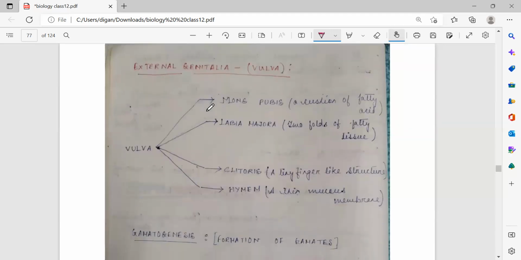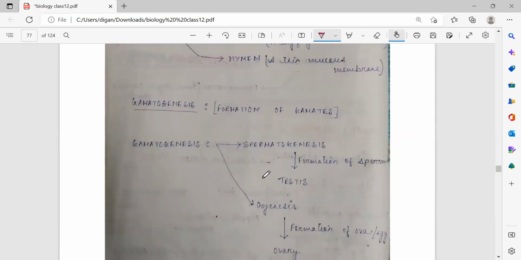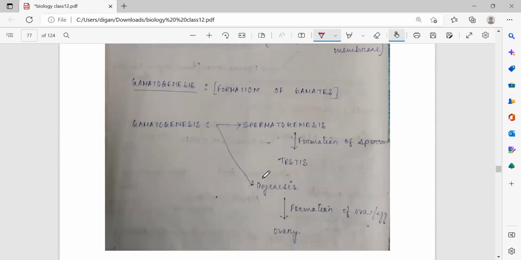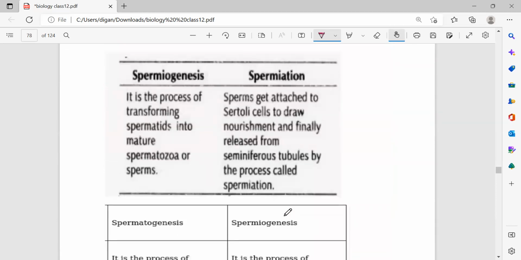Now go to the external genitalia, the vulva, and this vulva has 4 parts. These are the 4 parts. Just remember the names. Now come to gametogenesis. Gametogenesis is the process of formation of gametes, and it includes spermatogenesis and oogenesis. Male gamete formation is spermatogenesis, female gamete formation is oogenesis.